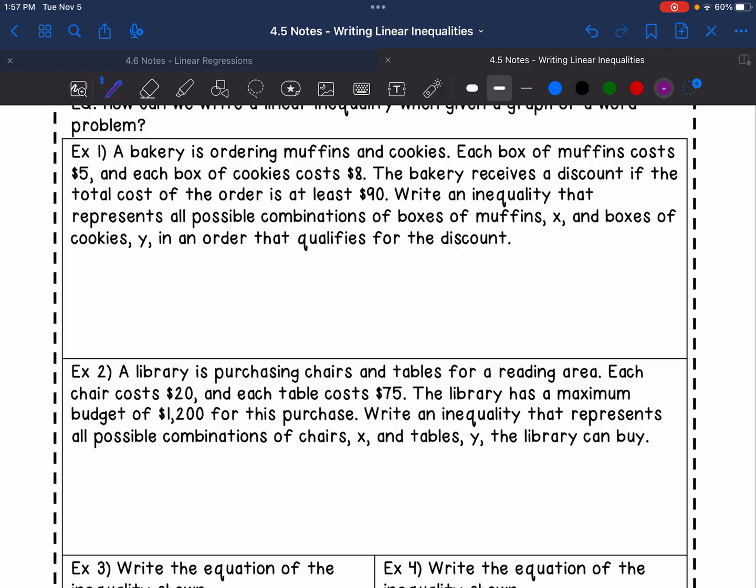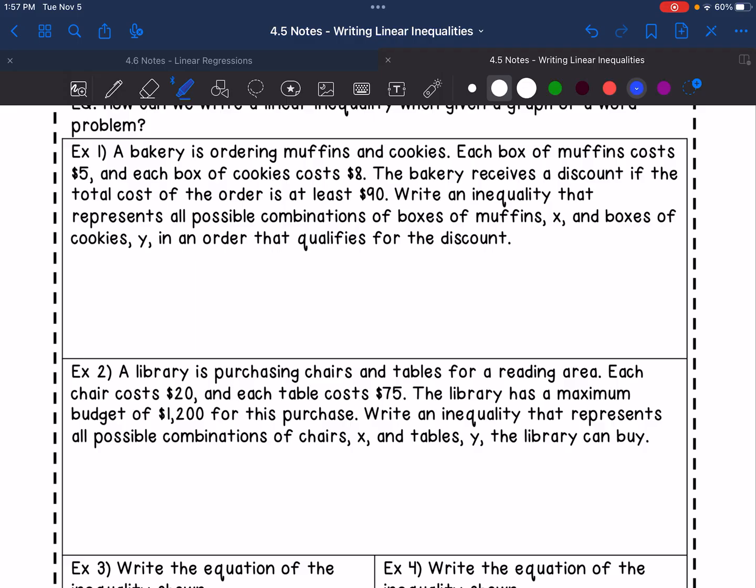So it says a bakery is ordering muffins and cookies. Each box of muffins costs $5 and each box of cookies costs $8. The bakery receives a discount if the total cost of the order is at least $90. Write an inequality that represents all possible combinations of boxes of muffins X and boxes of cookies Y in an order that qualifies for the discount.